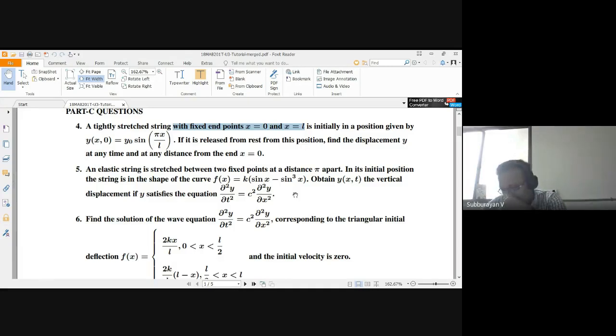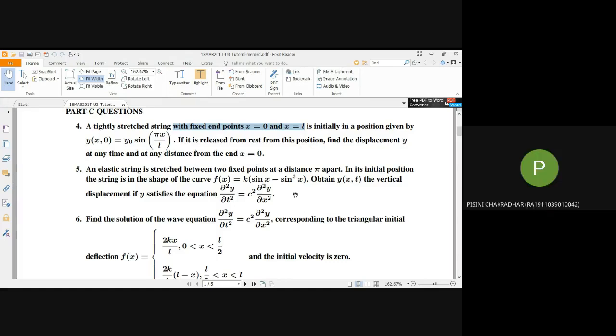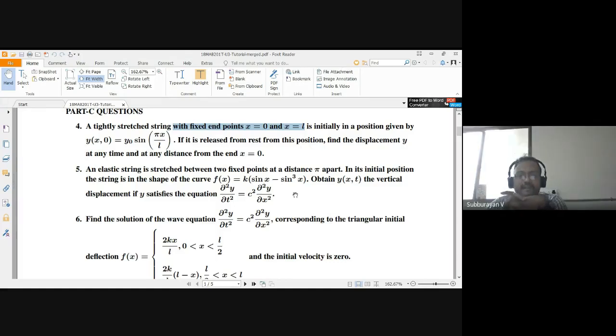Because ultimately what we are going to do is compare the coefficients of sine x, sine 2x, sine 3x. We are not going to compare sine square x, sine cube x, like this. Therefore, first we have to rewrite the given initial condition in terms of multiples of theta.